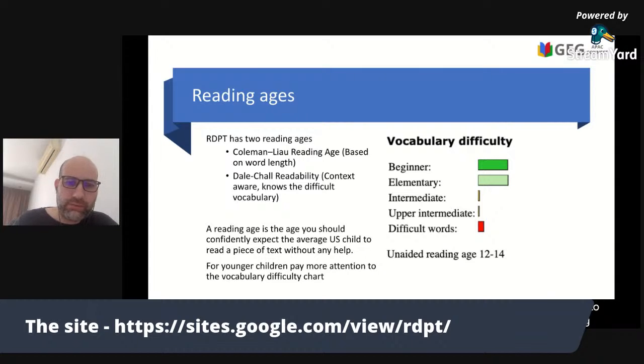For younger children, pay more attention to the vocabulary difficulty chart. So yes, you could definitely use it with elementary or primary children, but what you should be doing is, rather than using those reading ages, which generally work from 11 onwards, use the beginner, elementary, and intermediate levels to give yourself a really good indication of those difficult words.